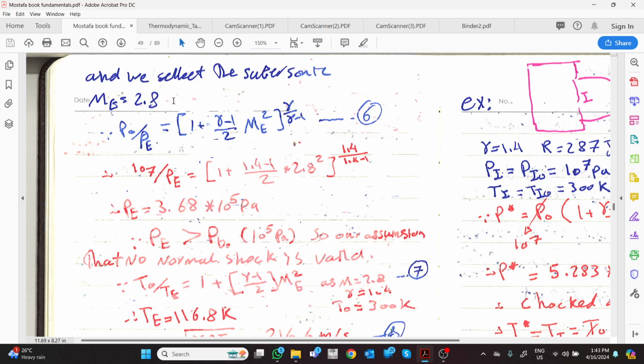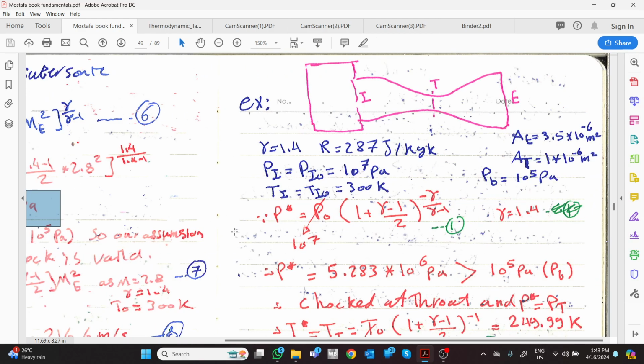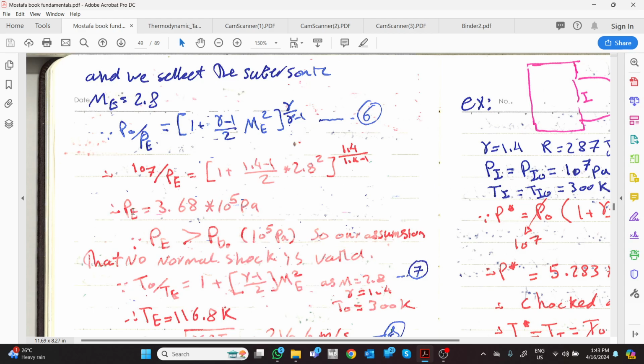So we need to write, assuming there's no normal shock now, and we can calculate P exit. P stagnation over P exit equals this one, so we can calculate P exit. So this is the P exit pressure. Now, because the back pressure is a stagnation pressure, since the atmosphere air is not moving, and because P exit is bigger than the stagnation pressure, our assumption is correct. So yes, the Mach number is valid.